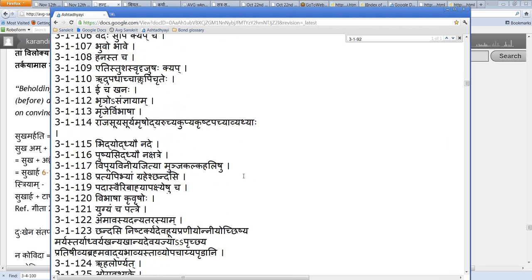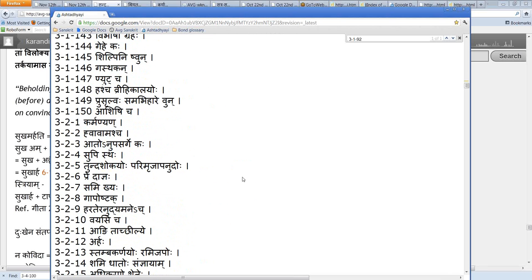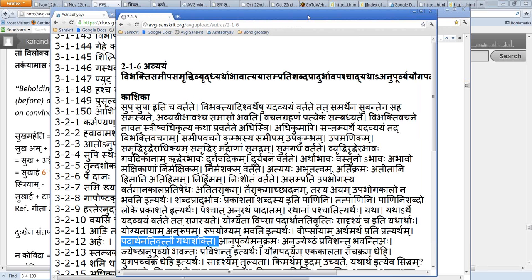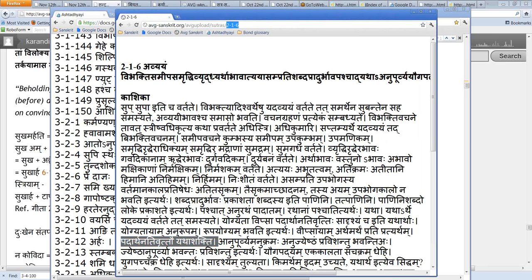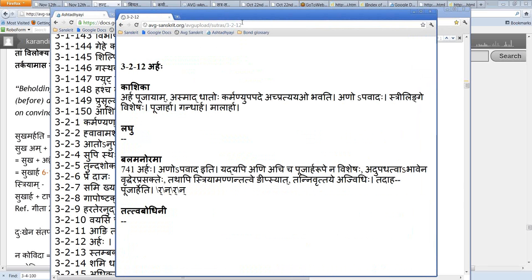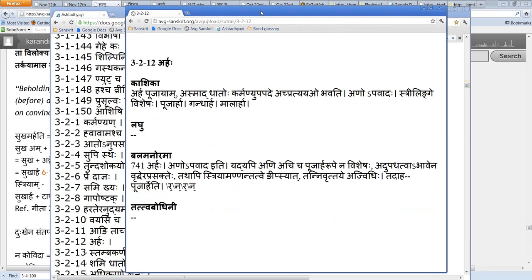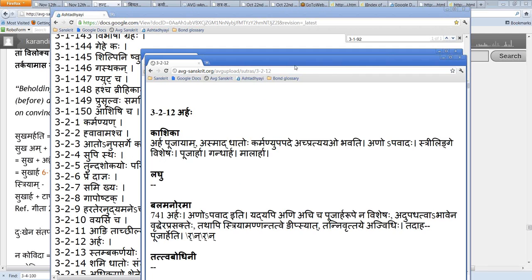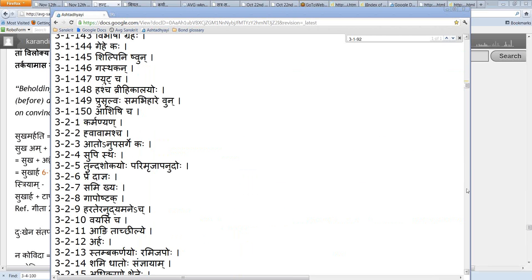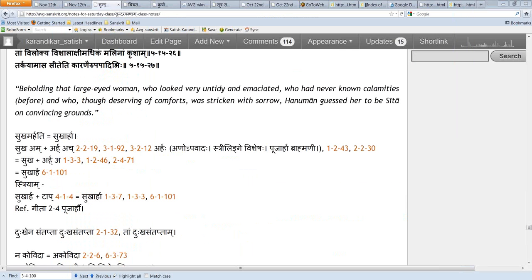Now the sutram here, I think, is arha itself, 3.2.12. What does that sutram say? Anuvritti of karmani is coming down. 3.2.12 says arha pujayam asmad dhatoho karmanyupapade. So when karmani from 3.2.1 is coming down, karmanyupapade ach pratyaya bhavati anupavadaha. Normally karmani an would have come, like kumbhakaraha, sutrakara, bhashyakaraha. Instead, if this dhatu arha pujayam is there, then we have to use the pratyaya ach. Ach is used to form the upapada samasa by sutram arha.